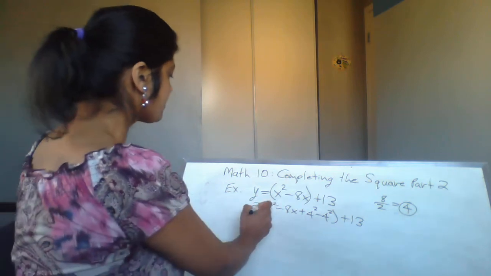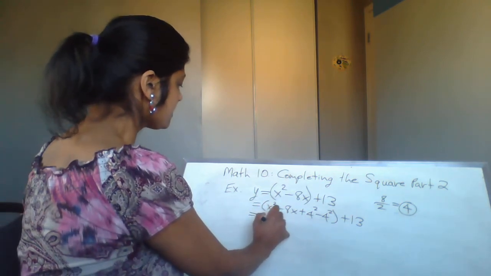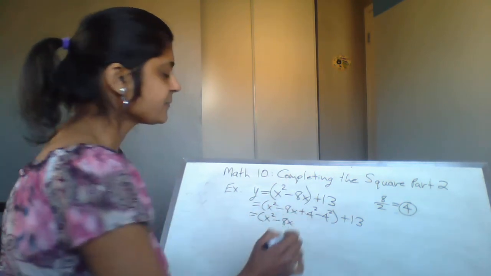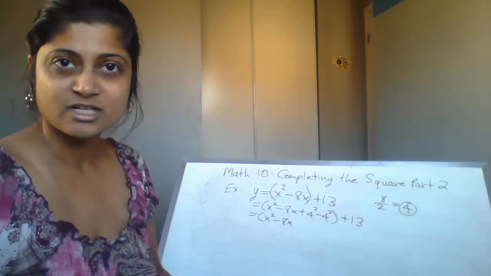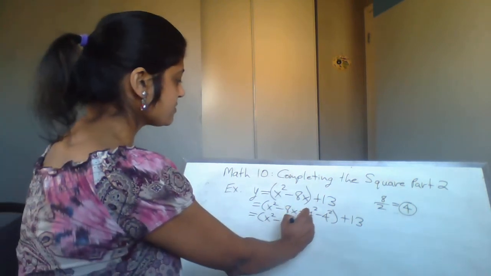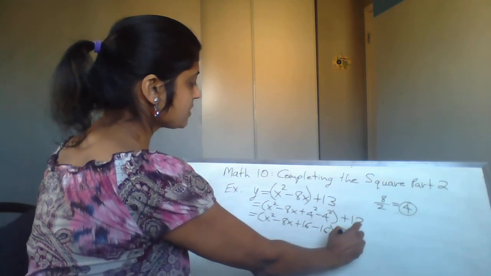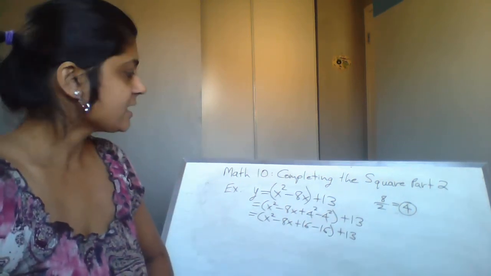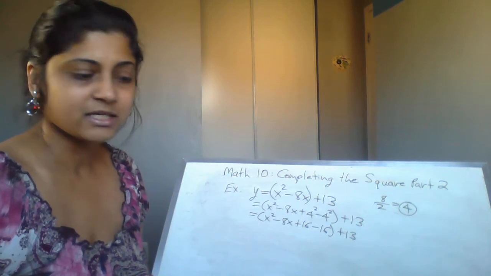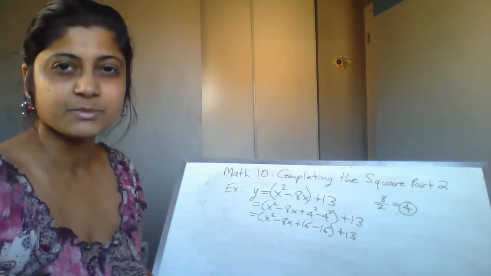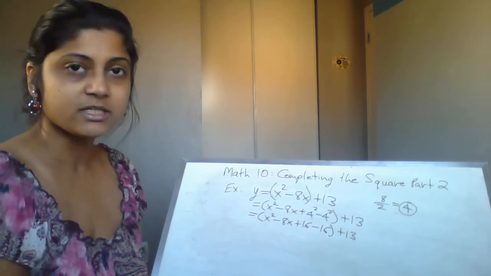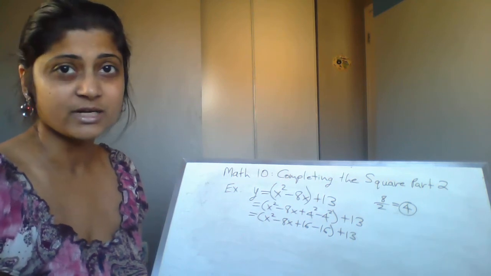And let's write one more step here. So we're going to do x squared minus 8x. 4 squared is 4 times 4, so 16 here. So I'm going to do plus 16 minus 16 plus 13. And you notice I can actually get the exact answer within maybe 4 steps or so. If you feel like you need to write down more steps, I would just go ahead and do so.